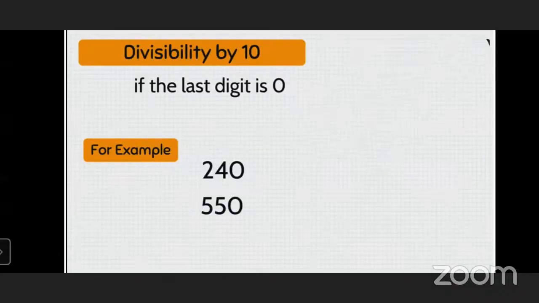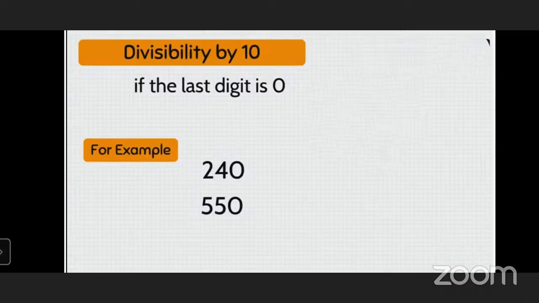Sir, 550. Very good. 660, 790. Very good. Another example, 150. In every number, the last digit should be 0, and then the whole number will be divisible by 10. Sir, please give another example.